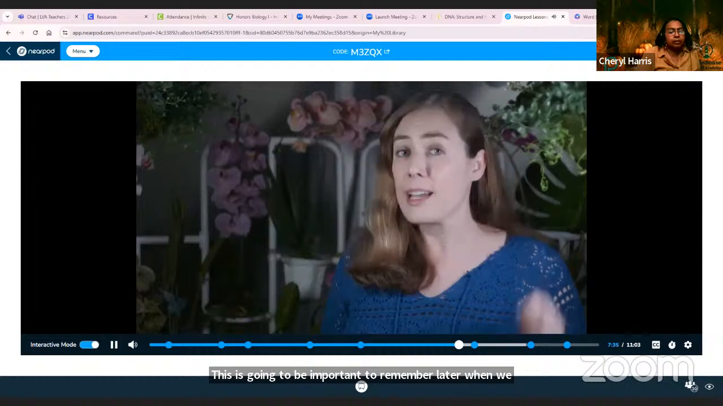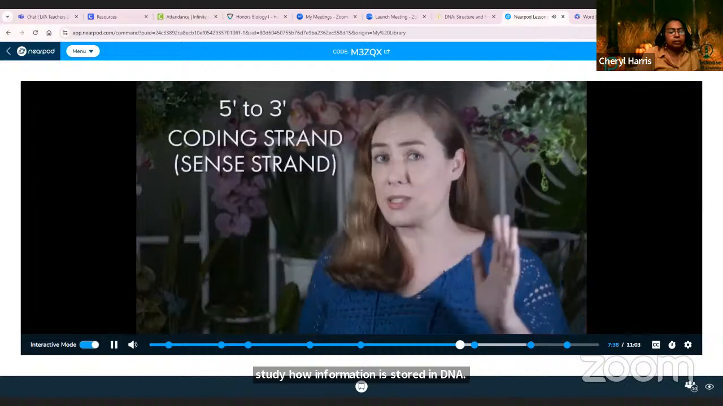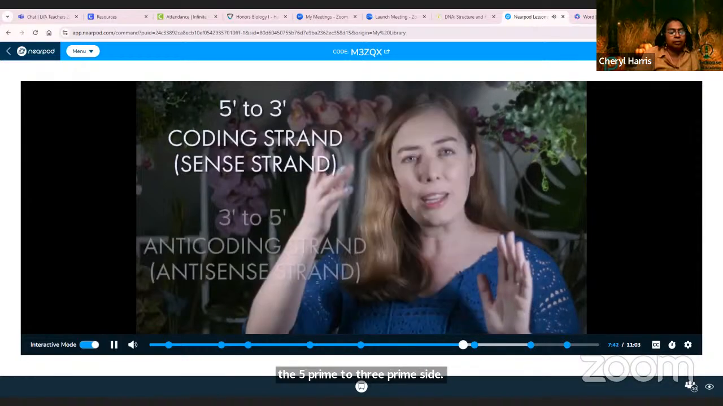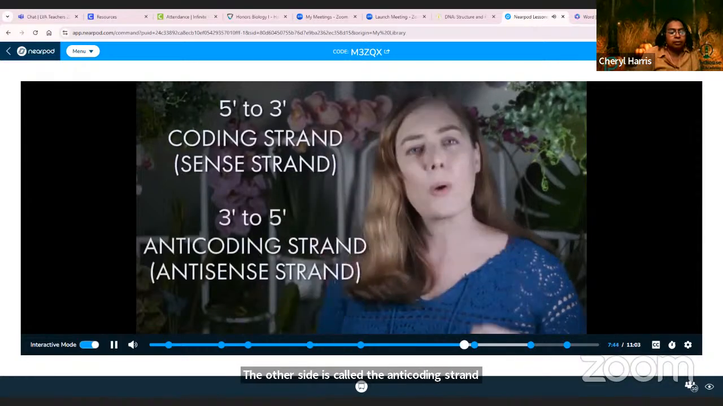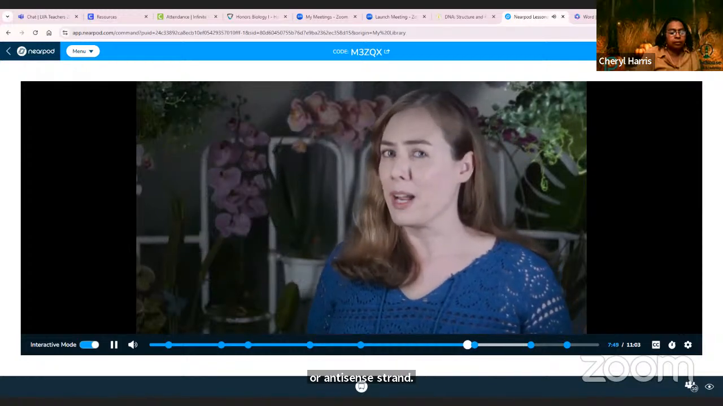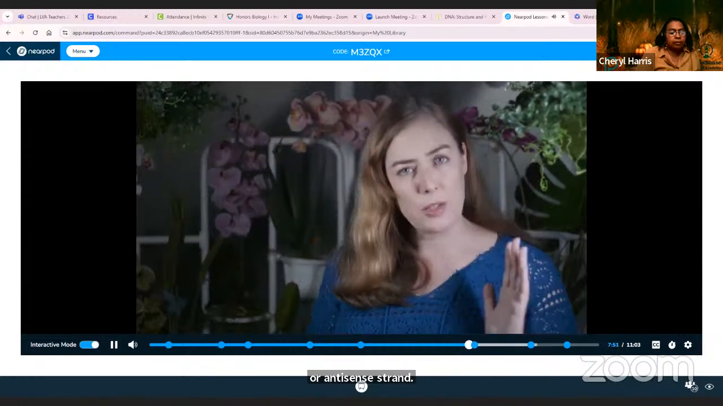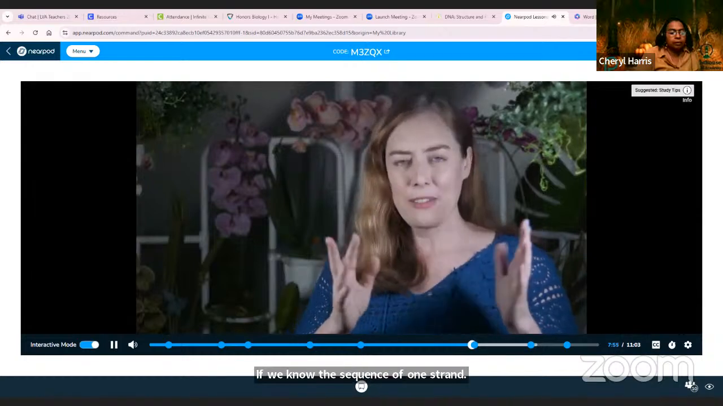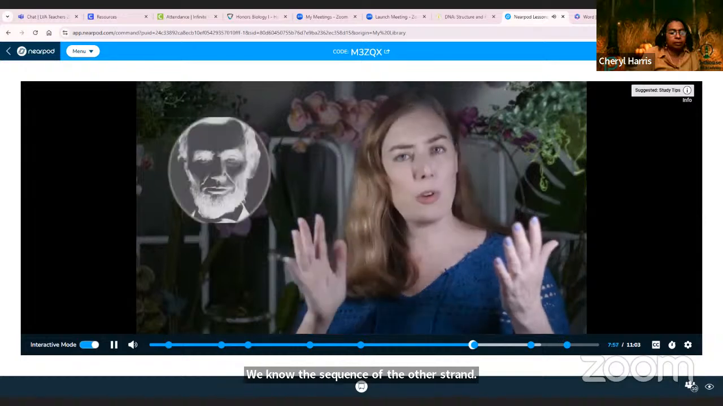One side is the coding strand or sense strand, the 5' to 3' side. The other side is called the anti-coding strand or antisense strand. Because of complementary pairing, if we know the sequence of one strand, we know the sequence of the other strand. It's kind of like a photograph and the photographic negative.